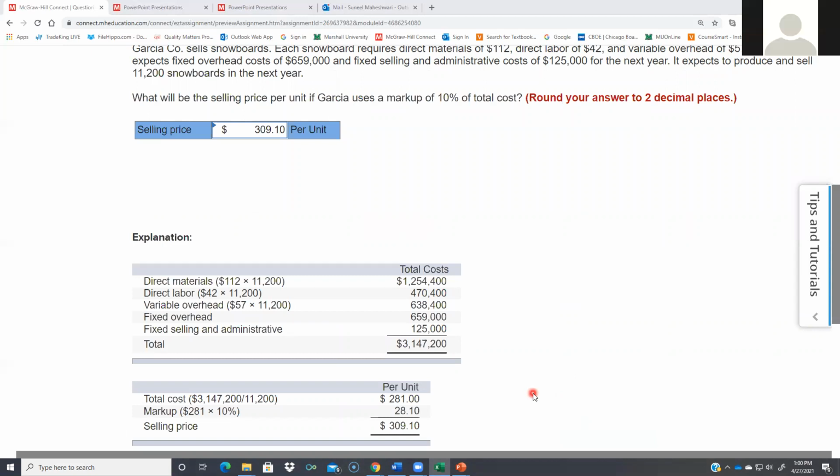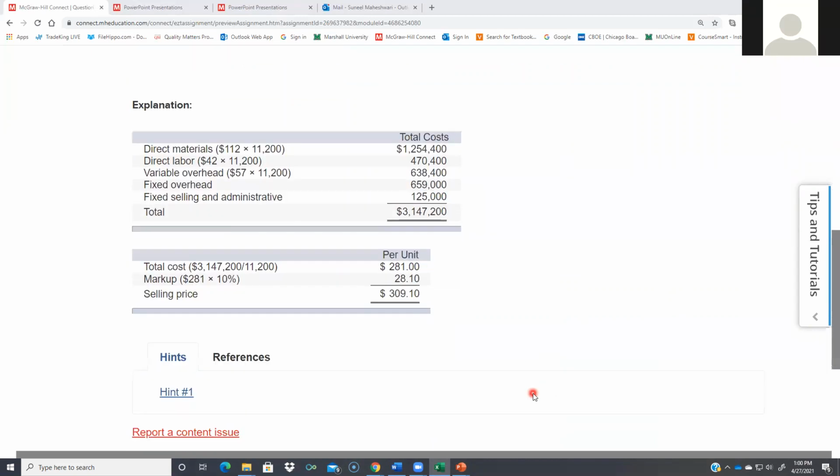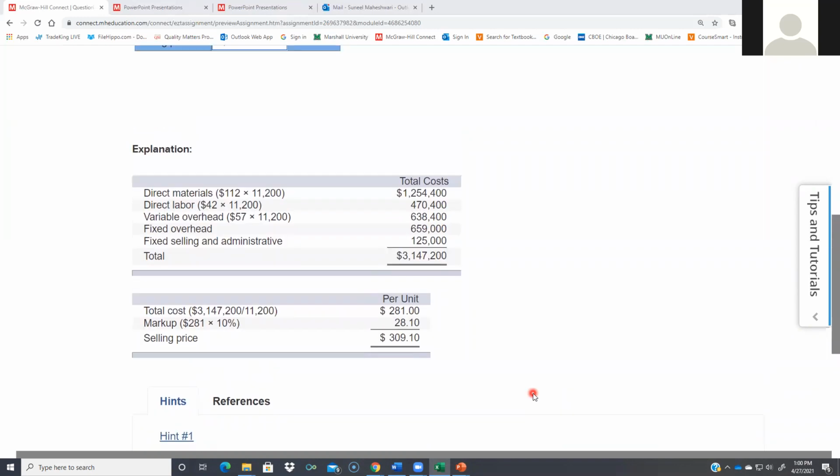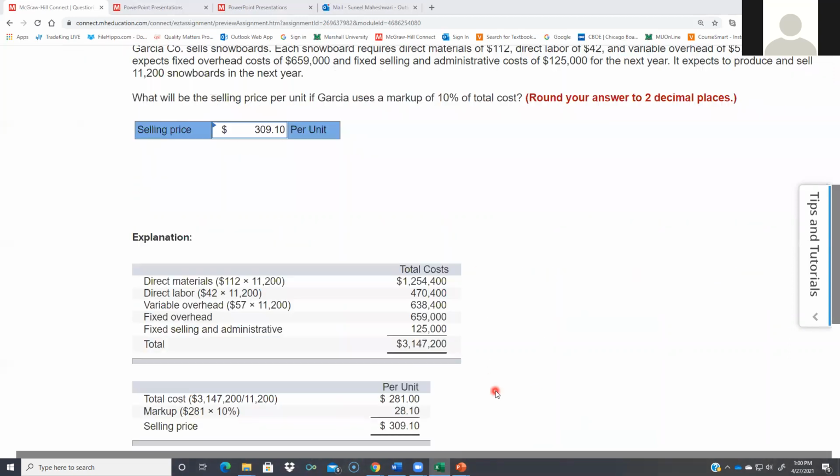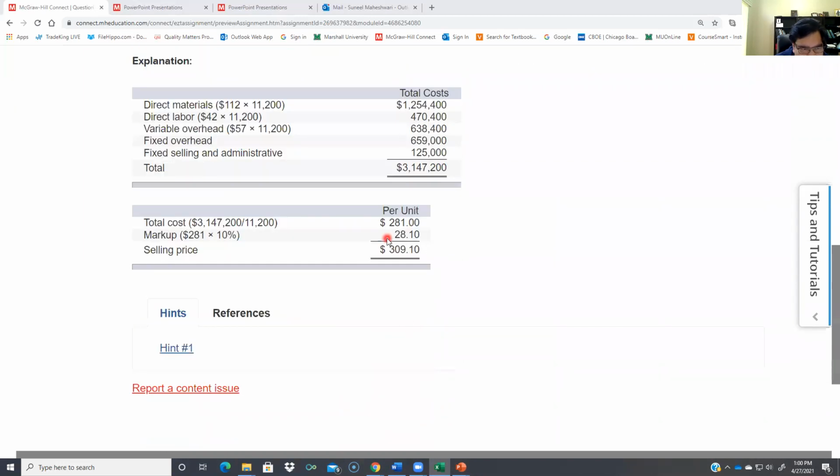Was that what you're asking or no? Yeah, that sums up the selling price, but I'm still confused on the markup percentage, I believe. It will tell you what it gives you the markup on. Is this on total cost? So you find the total cost, you're given the 10% on that. If it would have told you on the selling price, the markup would be $30.91.